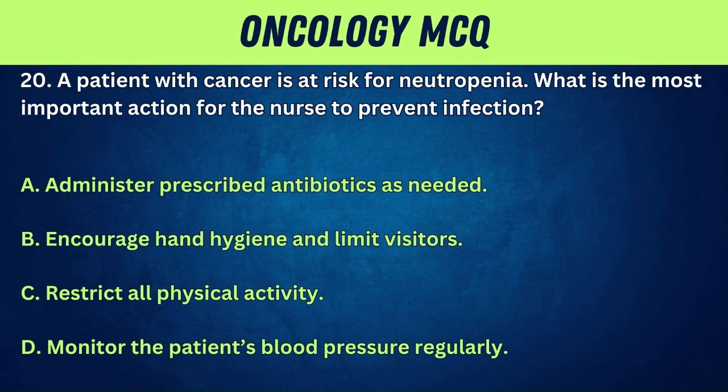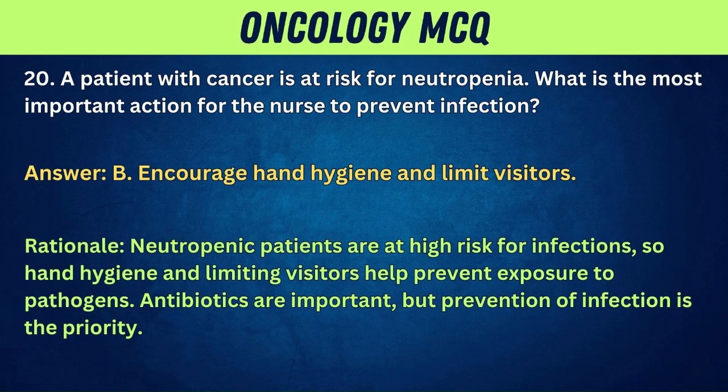20. A patient with cancer is at risk for neutropenia. What is the most important action for the nurse to prevent infection? A. Administer prescribed antibiotics as needed. B. Encourage hand hygiene and limit visitors. C. Restrict all physical activity. D. Monitor the patient's blood pressure regularly. Answer: B. Encourage hand hygiene and limit visitors.